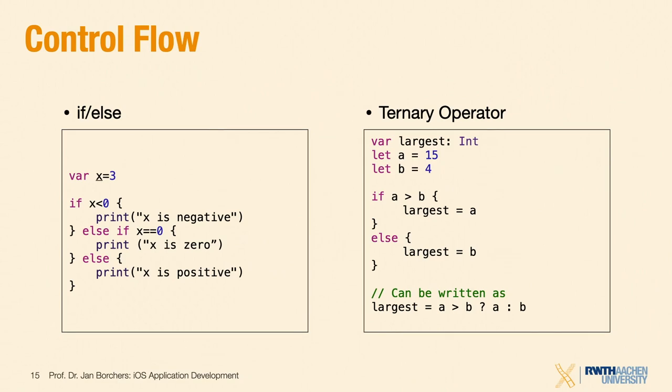And this is the ternary operator at work, right? So you read this as follows: set the value of largest to, if A is more than B, set it to A, else set it to B. This is how the ternary operator works. It makes code more compact, and you actually come across it in Swift quite a bit.